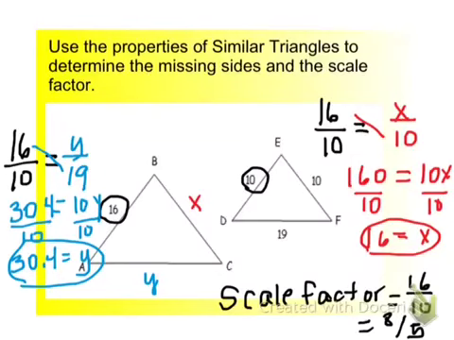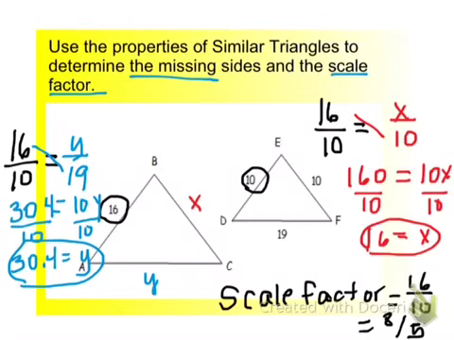Okay, tonight we're going to use the properties of similar triangles. The first slide wants us to use the properties of similar triangles to determine the missing sides and the scale factor. So what I did was I circled my corresponding sides, 16 and 10, and they're in black. And I labeled my missing sides as X and Y.